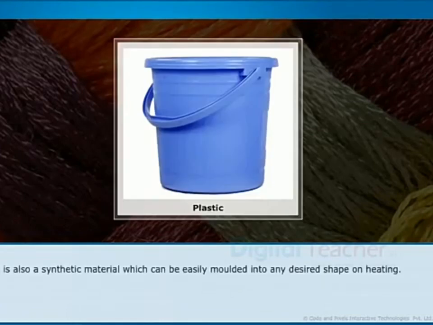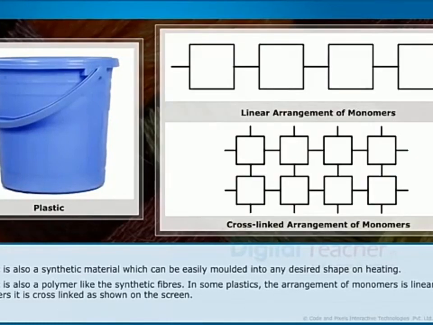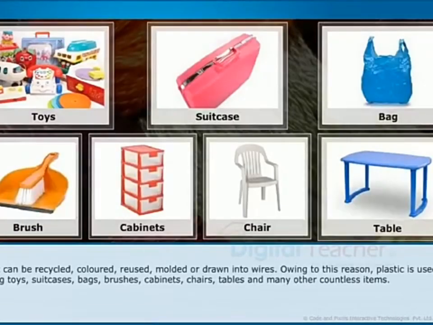Plastic. Plastic is also a synthetic material which can be easily molded into any desired shape on heating. Plastic is also a polymer like the synthetic fibers. In some plastics, the arrangement of monomers is linear, whereas in others it is cross-linked, as shown on the screen. Plastic can be recycled, colored, reused, molded, or drawn into wires.